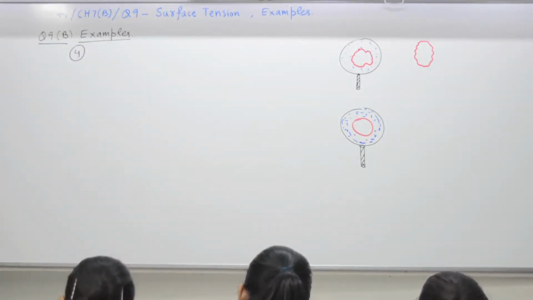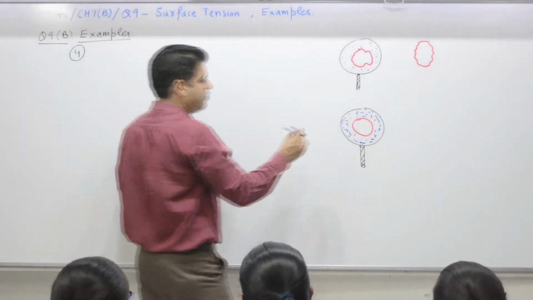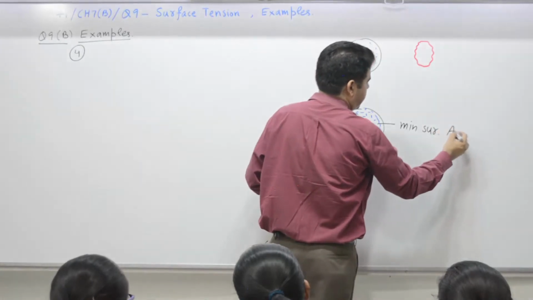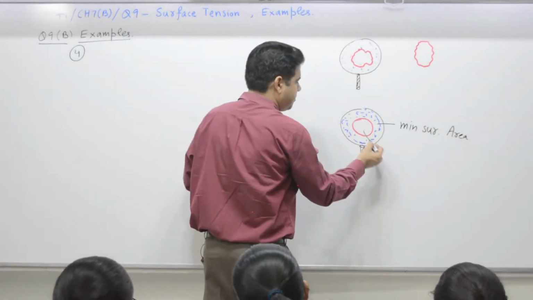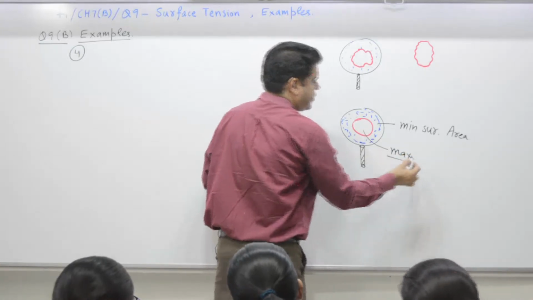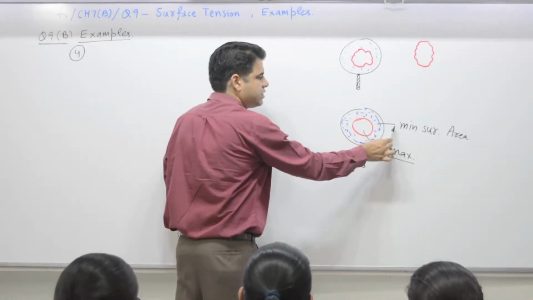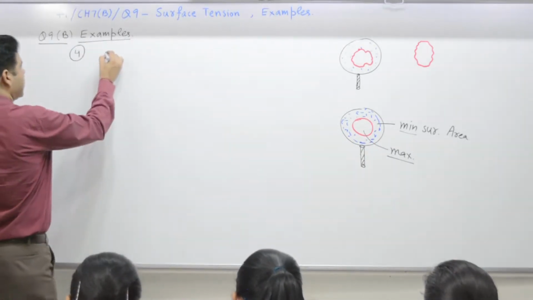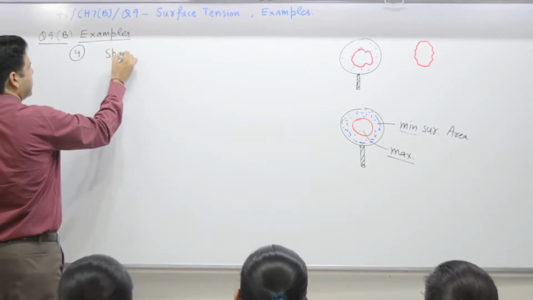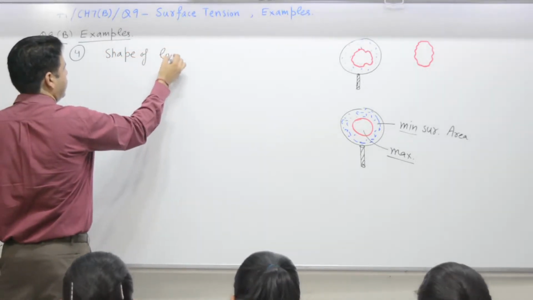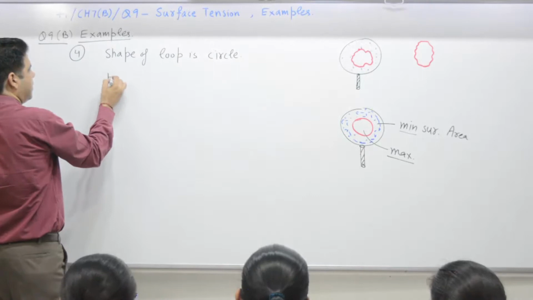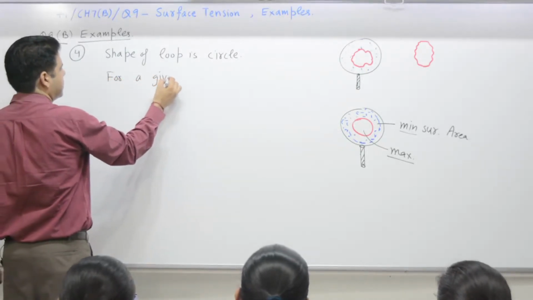Soap film tries to have minimum surface area. That means what? This is a soap film. It will try to have what? Minimum surface area. That means the central part has to be maximum. Total is constant. If this blue part is minimum, then inside this has to be maximum for a given parameter. So the shape of the loop is a circle. Why? For a given parameter.